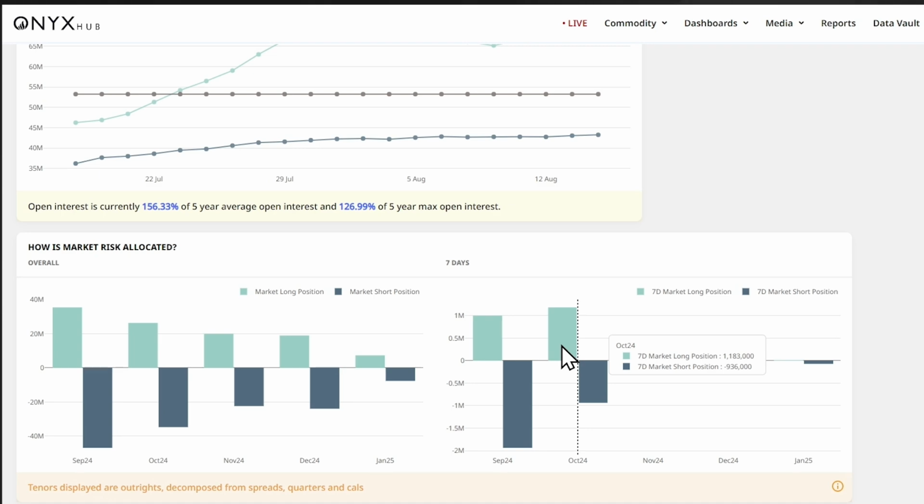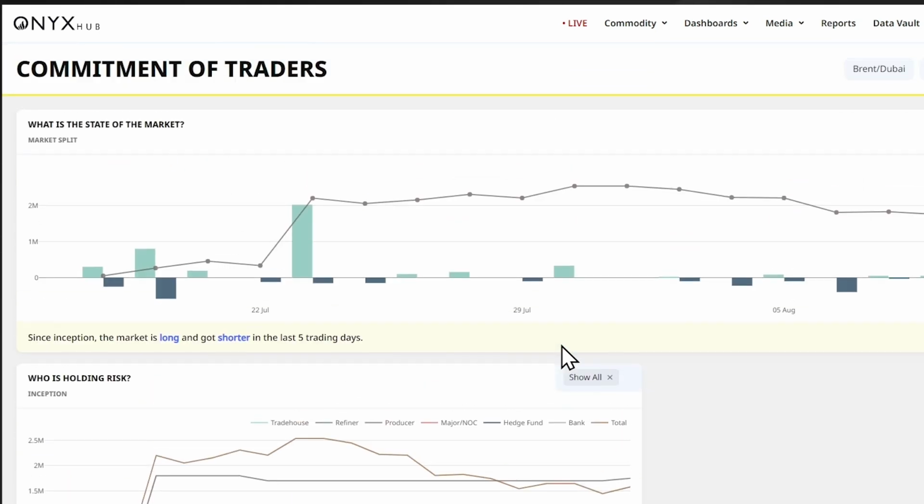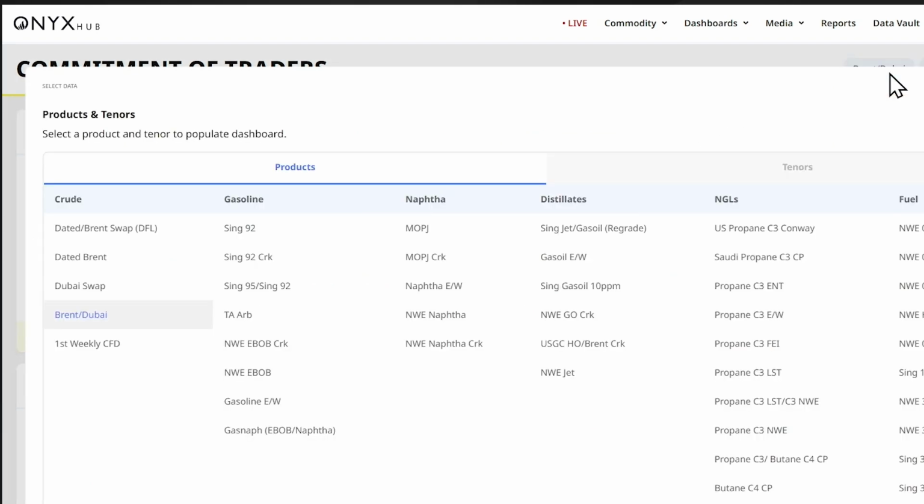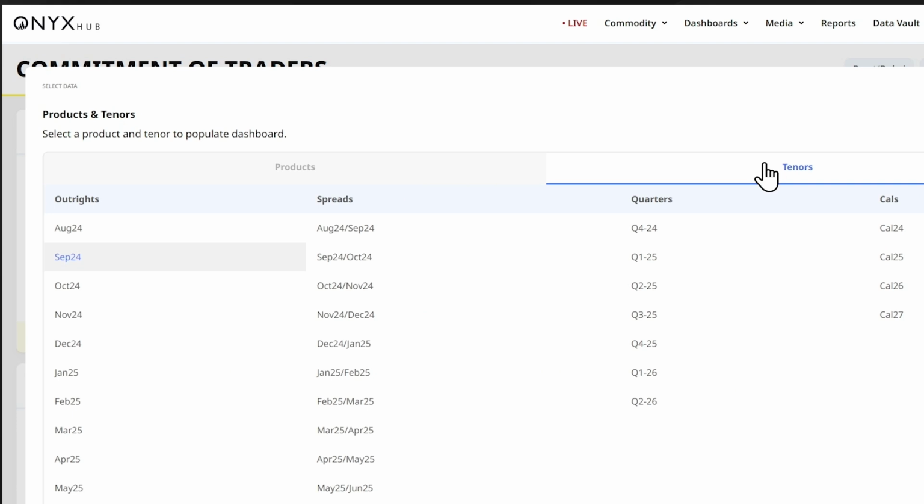Last thing, which I think might be useful to know for our viewers, is that we provide access across multiple products covering crude, oil products, and NGLs market. And lastly, the dataset is accessible throughout outright contracts, spreads, quarters, and calendar years.